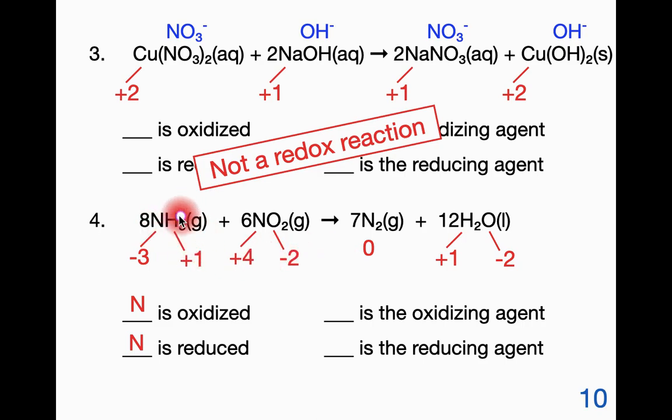Now what caused that to happen? It was reacting with the nitrogen dioxide. So the nitrogen dioxide is our oxidizing agent. What caused the nitrogen in nitrogen dioxide to be reduced? It was reacting with ammonia.